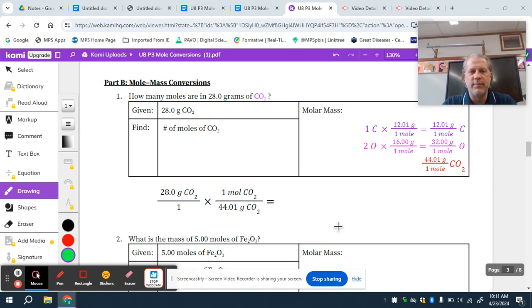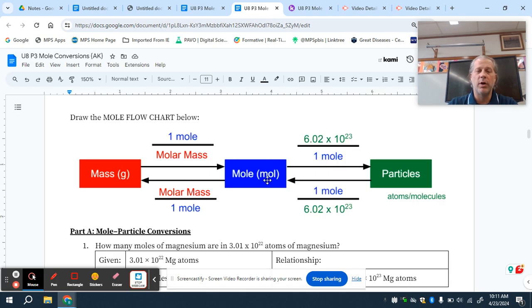So in the previous videos, I discussed how to calculate molar mass, and how to calculate moles and particle conversions, and now we're going to focus on mole and mass conversions. In order to do that, we should go back and look at the mole flow chart real quick. We're really going to be focusing on the left side of the mole flow chart, where we have mass and moles. We're just focusing on the go-between of the two of them.